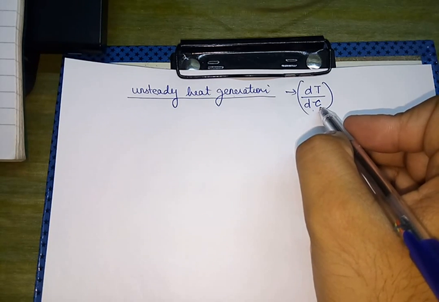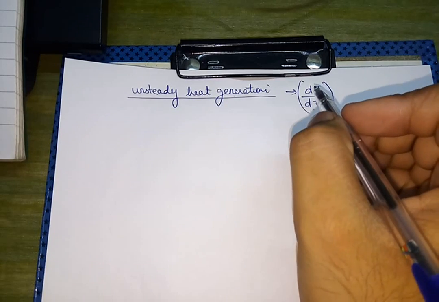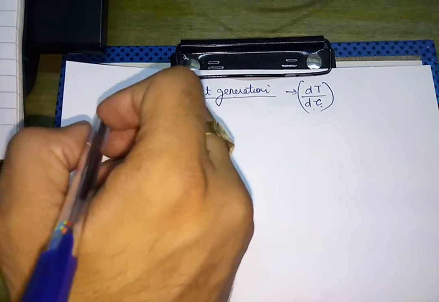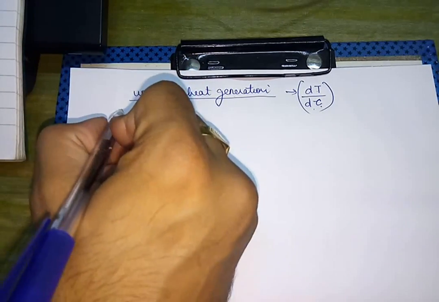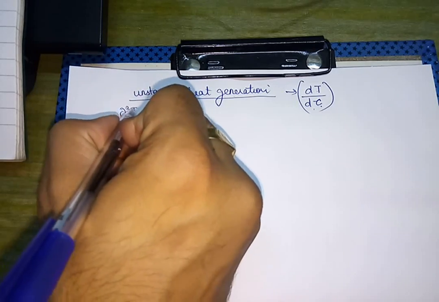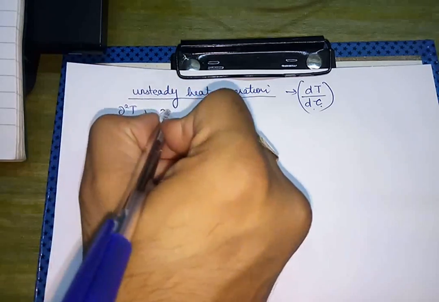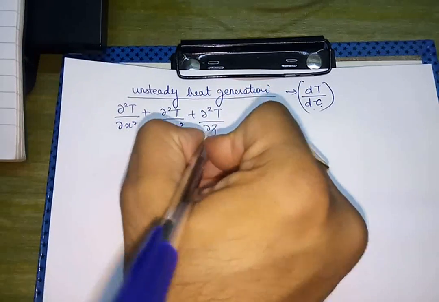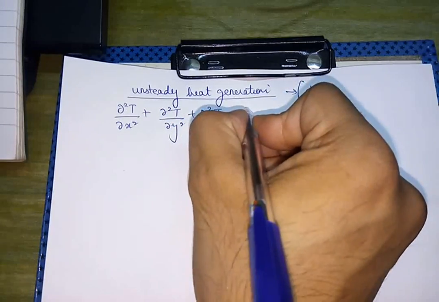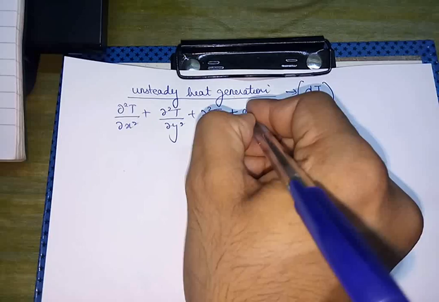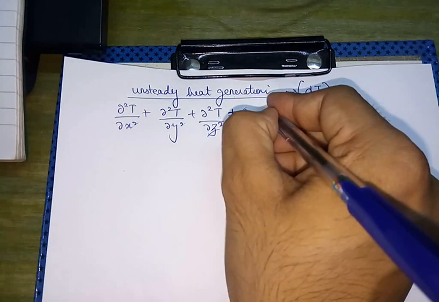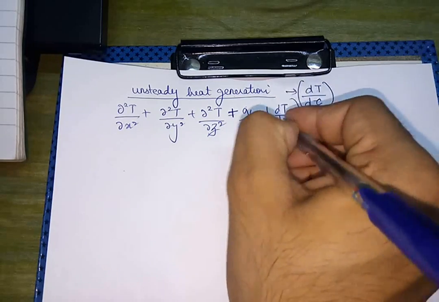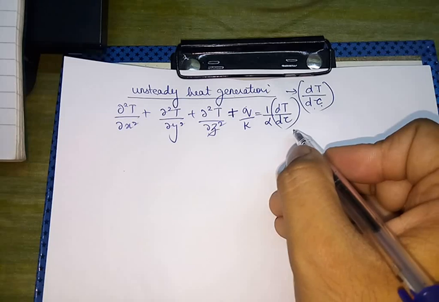Now, there are certain equations. I am not deriving all those equations because that is not very important. What is important is just to know those equations. If we write the heat conduction equation in 3 dimensions, that will be del square T upon del x square plus del square T upon del y square plus del square T upon del z square plus q upon k equals 1 upon alpha dT over d tau.